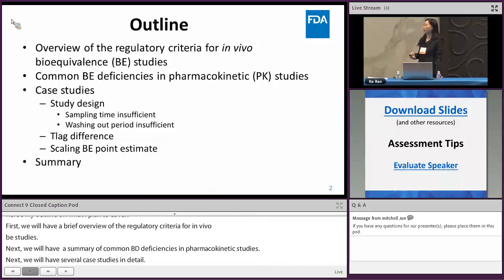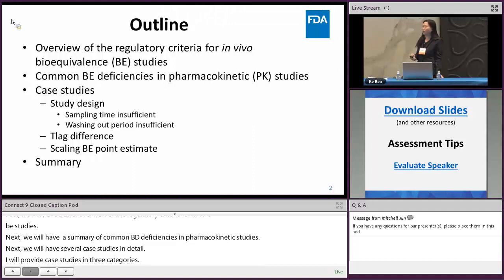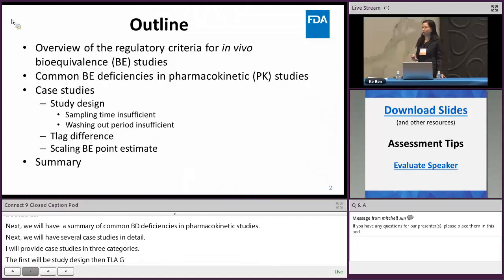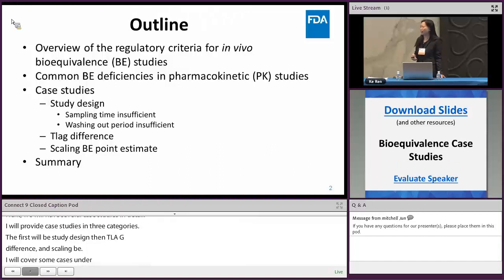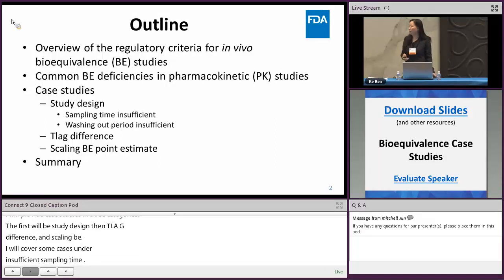First, study design, Tlag difference, and the point estimate for the reference scaling BE approach. For the study design, I will cover some cases on insufficient sampling time to capture Cmax or inability to calculate partial AUC. Also, I will cover some case studies on insufficient washout period during the study. At the end, I will wrap up with a brief summary.